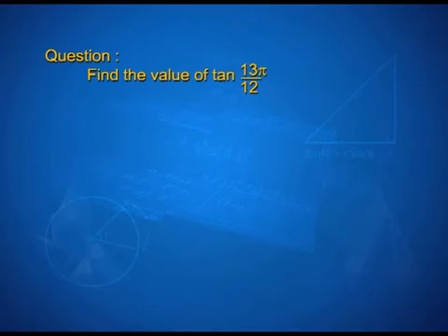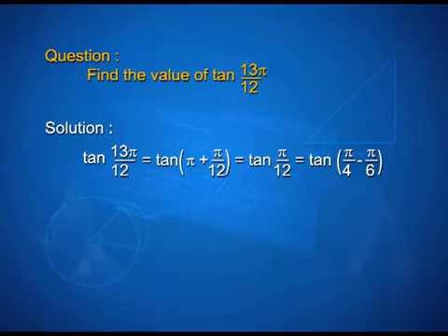Find the value of tan 13 pi upon 12. 13 pi upon 12 can be expressed as pi plus pi upon 12. So, tan of 13 pi upon 12 could be written as tan of pi plus pi upon 12, that is tan pi upon 12, as tan of pi plus theta is tan theta. This theta again could be split as tan of pi by 4 minus pi upon 6.